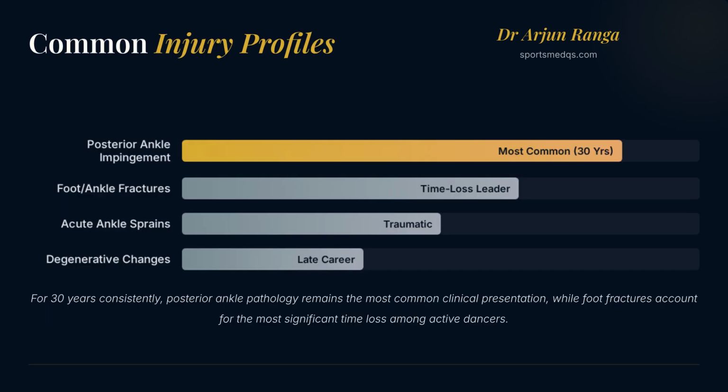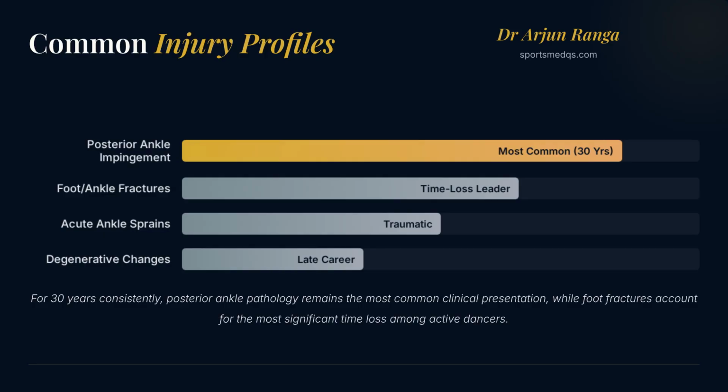So what are we actually seeing in the clinic? For 30 years consistently, posterior ankle impingement, often related to the os trigonum or the ballet bone, remains the most common clinical presentation. However, when we look at actual time loss, foot and ankle fractures lead the pack. We also manage a significant amount of acute ankle sprains, sometimes from sheer trauma.